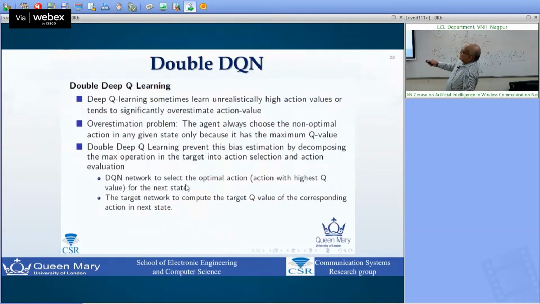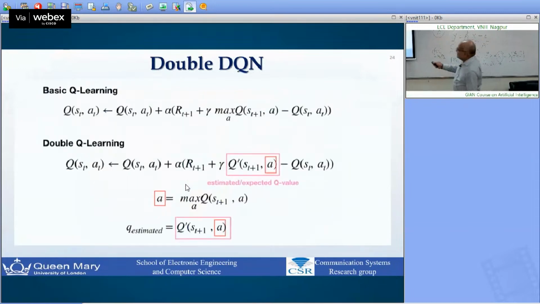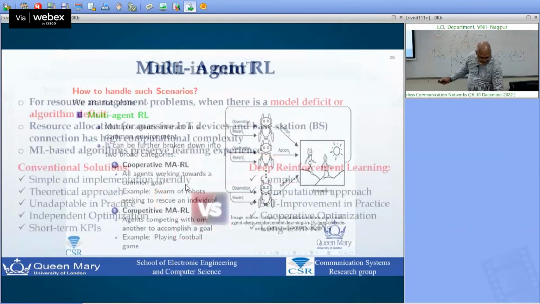overestimation problem. Sometimes the agent chooses the non-optimal action for a particular state because it overestimates the Q value. So to solve this problem, what we are going to do is have 2 deep Q neural networks, one for this one, the other one is the normal Q calculation. For this one, a separate deep Q network, so that is like this.